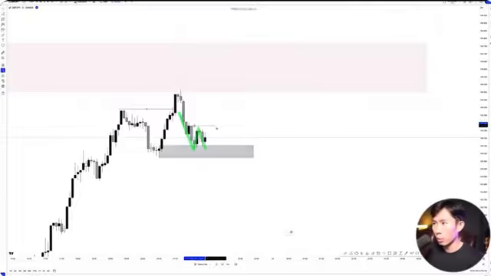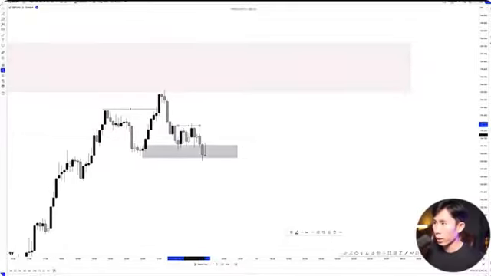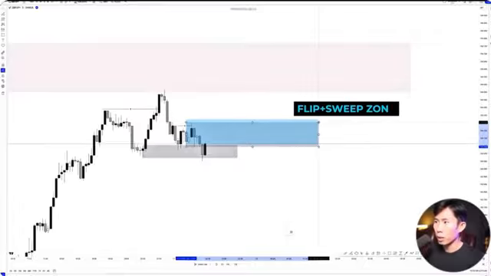Okay, we know that there's available liquidity right here. Wait for that liquidity to be swept as well. Okay, you can see right there, price actually swept the liquidity above this swing high. That is where we have our beautiful flip plus sweep zone right there, ladies and gents.